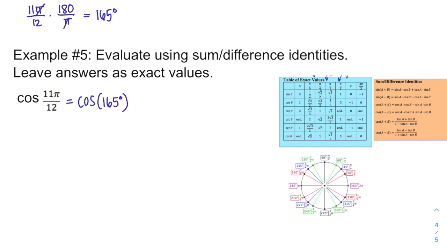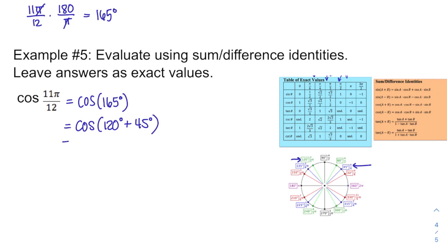So 120 is right here. It's a green angle, and 45 is a blue angle. So we know both of those angles. So I'm going to rewrite this as the cosine of 120 plus 45 degrees. They're equivalent statements. The benefit of 120 and 45 is those are values that have exact value reference angles that I can find.